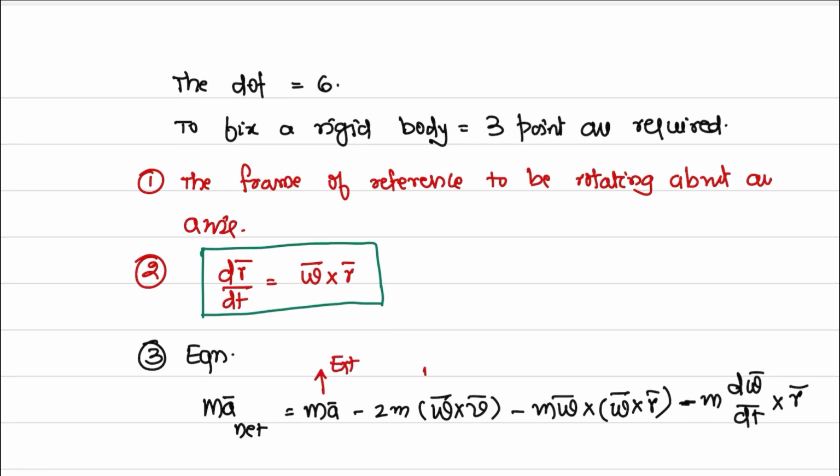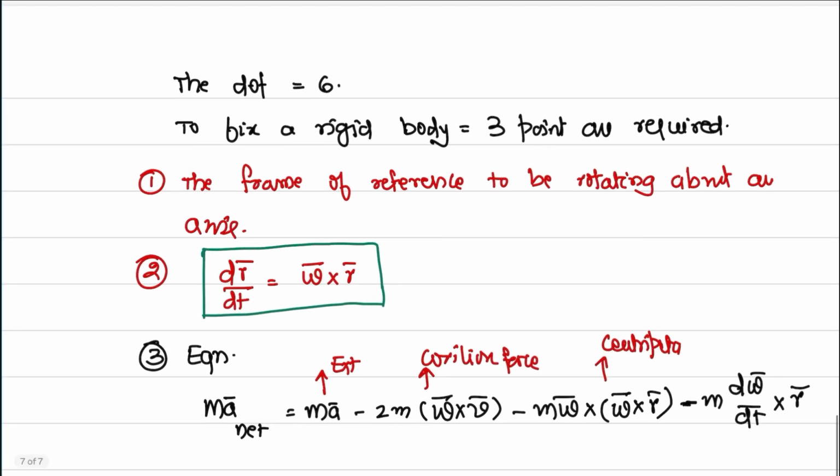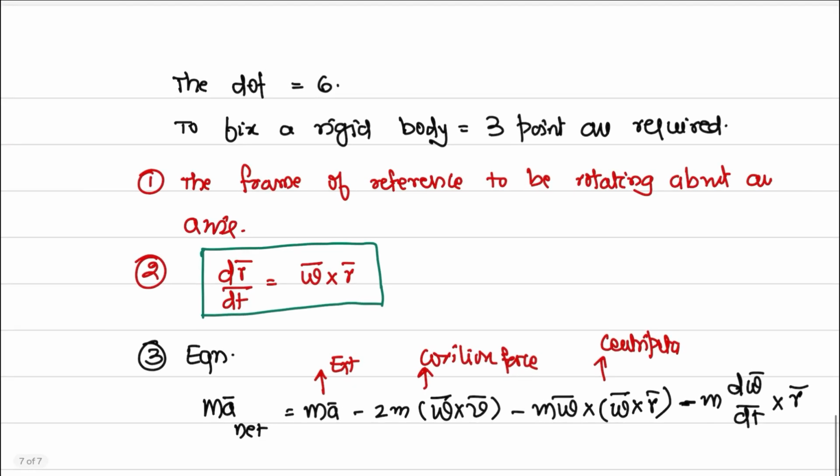this is external force, this is Coriolis effect, this is centripetal force. Everything is force, Coriolis force, because if you check the dimensions, you will get the dimensions of force only. And this can be 0 if omega is equal to constant.